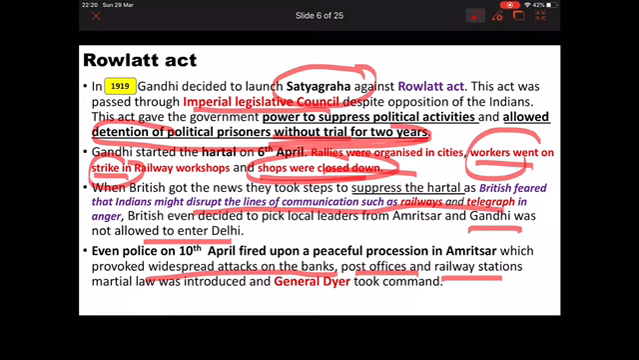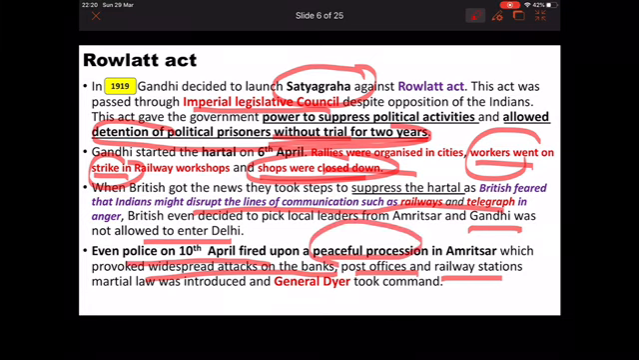Now, the moment the police fired on 10th April on this peaceful procession in Amritsar, people could not contain their anger. So people attacked the banks, the post offices, the railway stations. This time the idea of Satyagraha is not working because of the anger of the people. Why banks? Why post offices? Why railway stations? Because these are the symbols of the British.